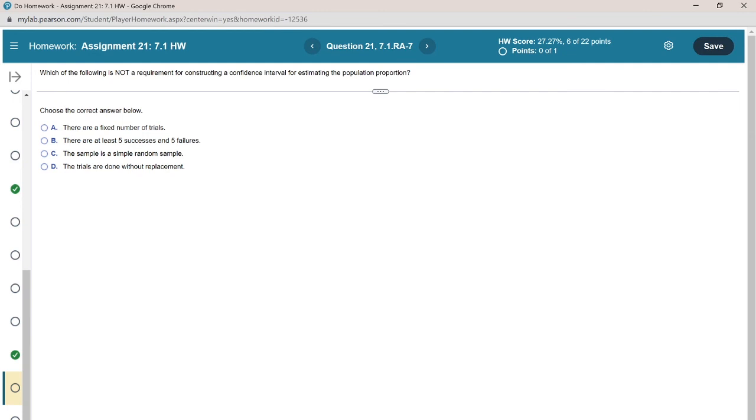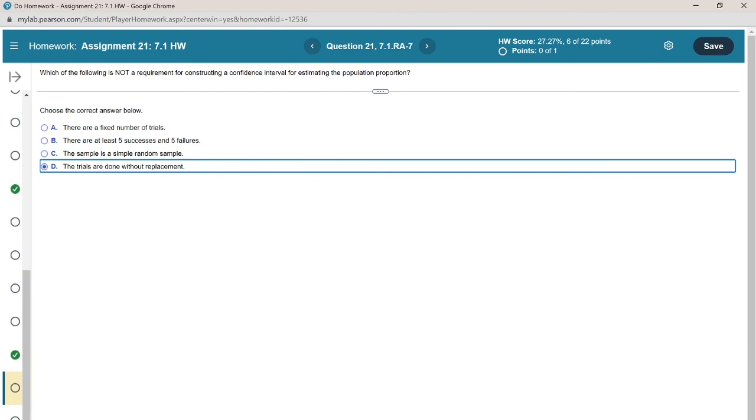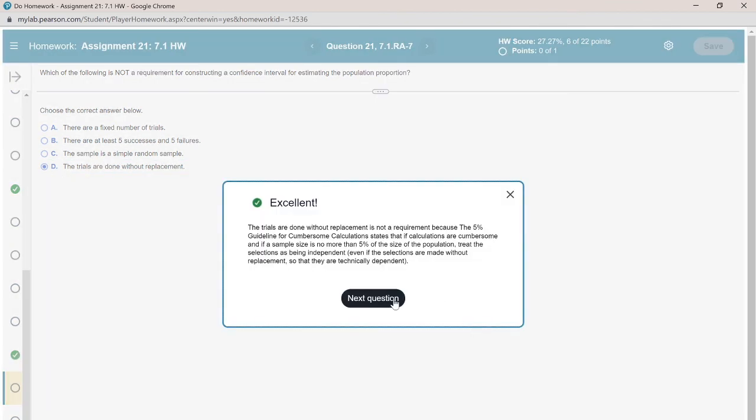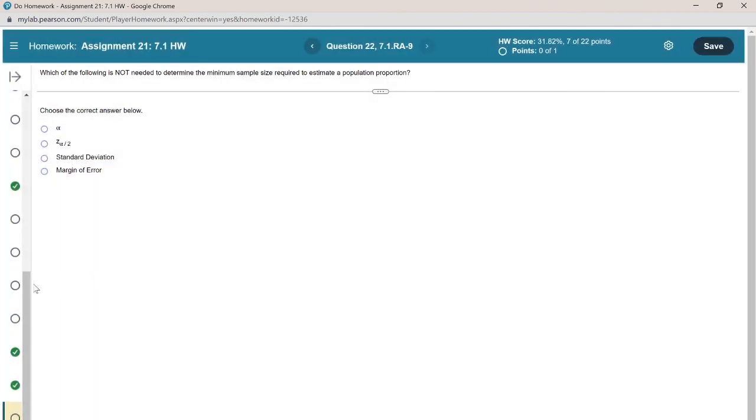So there is a fixed number of trials. Yes. There are at least 5 successes and 5 failures. That is also right. The sample is a simple random sample. That is also right. The trials are done without replacement. No, that's not right. Okay, so that's the problem from this section.